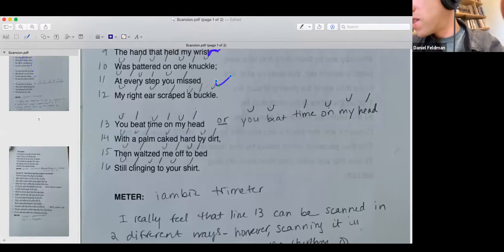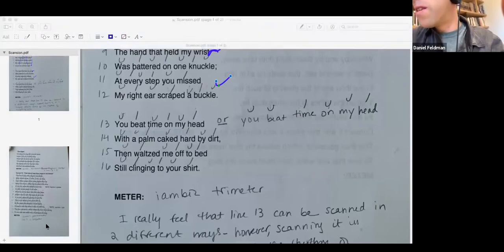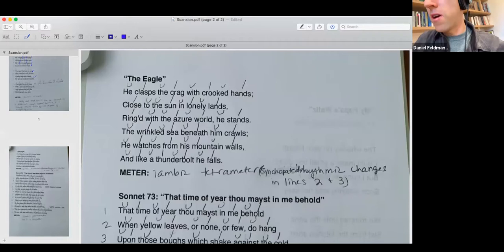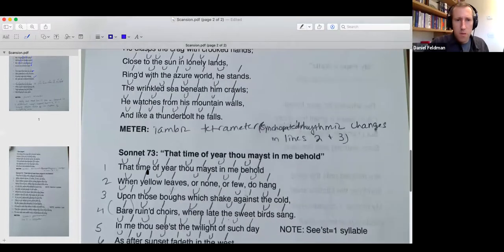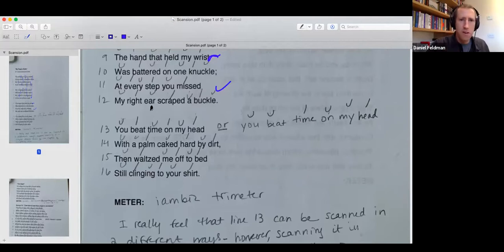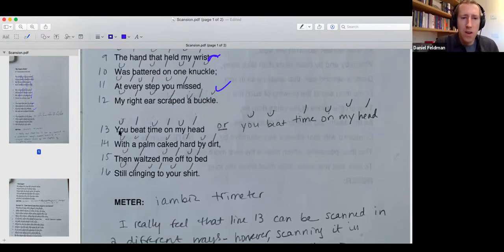The point I want to make here is that in this line, we were here. You beat time on my head. This difficult line. There is significance to that line. It is not random that this line doesn't seem to have one clear way of scanning it. You beat time on my head. Yes, it couldn't be the way that the entire poem is scanned, but it sounds a little different.